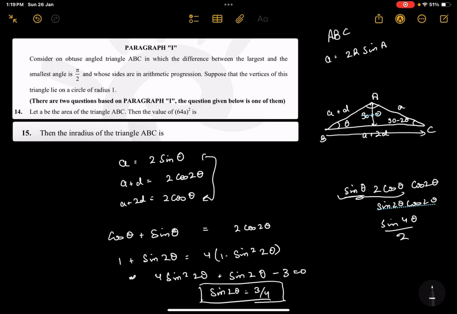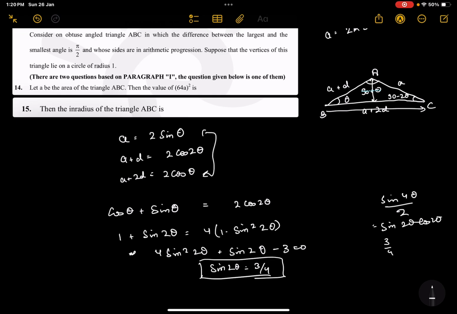Half a plus 2d is half into 2 cos theta into a cos 2 theta. So these two go away. We're left with a, which is 2 sine theta. So area is sine 4 theta by 2, which can be written as sine 2 theta cos 2 theta. Sine 2 theta is 3 by 4. Cos 2 theta would be under root 1 minus 9 by 16, which is root 7 by 4. So area is 3 root 7 by 16.